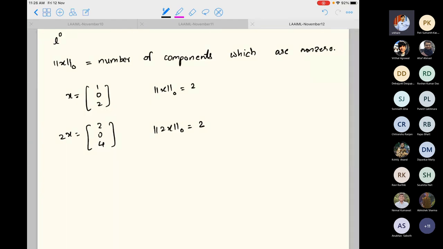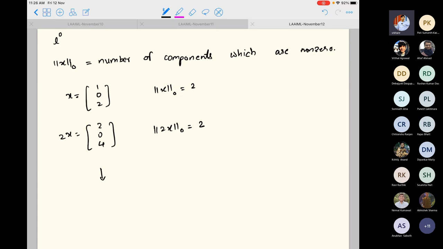If you consider this L0 norm in the optimization, then you are not actually solving a convex optimization problem. It becomes a highly nonlinear optimization problem. Nonlinear optimization problems are not easy to tackle in real life scenarios. Okay, so that's the problem.